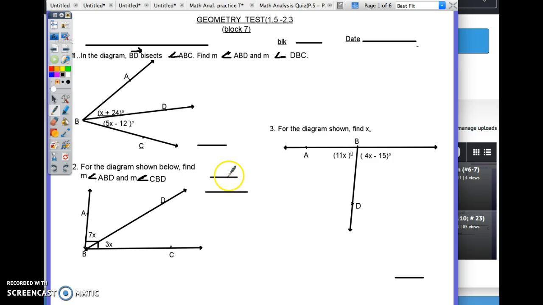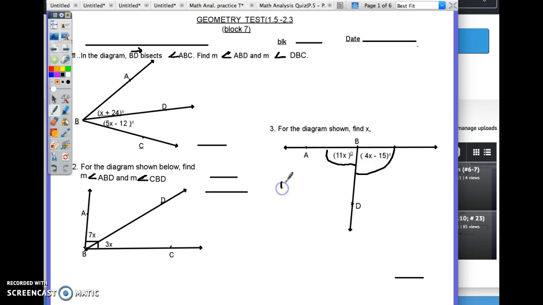Okay, what do we have here? All right, how about this one? For the diagram showing, find x. Well, what we have is a line here. We have an angle here, which is 11x. We have another angle here, which is 4x minus 15. Now, these two angles added together, I'm sure you know what those are. They add together to give you 180.